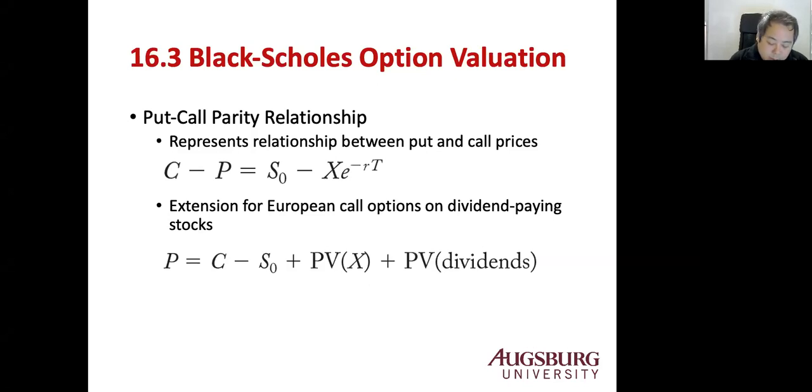Actually, this is a discount factor in continuous compounding. So this is the same as the present value of the exercise price. We'll see why.